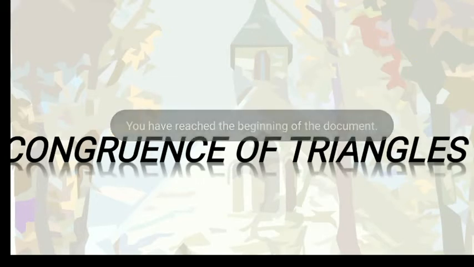About congruence of triangles. Before we do that, let us recall the term triangle. What is a triangle? A triangle is the simplest of all polygons. It is a three-sided figure and it encloses an area inside. And since there are three sides connected to one another, three angles are formed, therefore triangles.